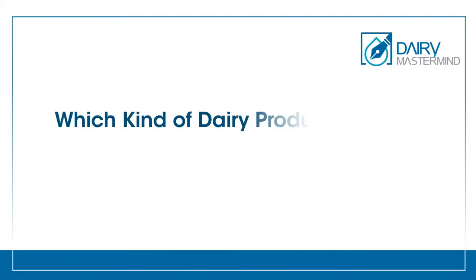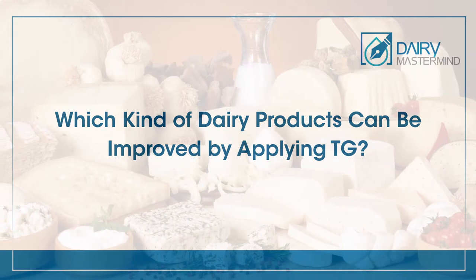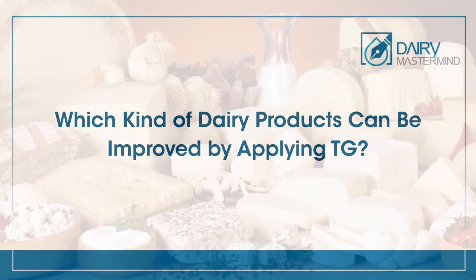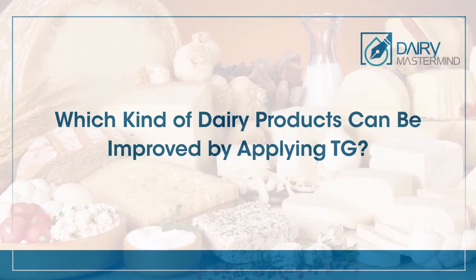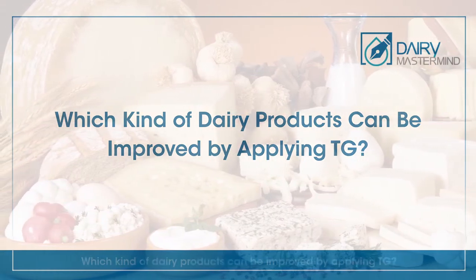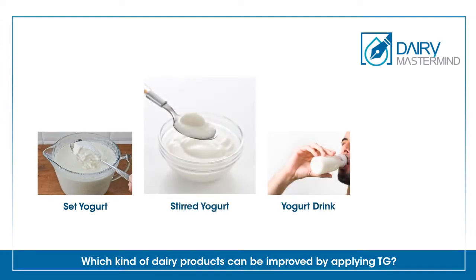Which kind of dairy products can be improved by applying TG? All dairy products can be affected by TG to improve their quality, but the most common dairy products it could be applied to are all fermented products like set, stirred, drinkable yogurt, and cheese.